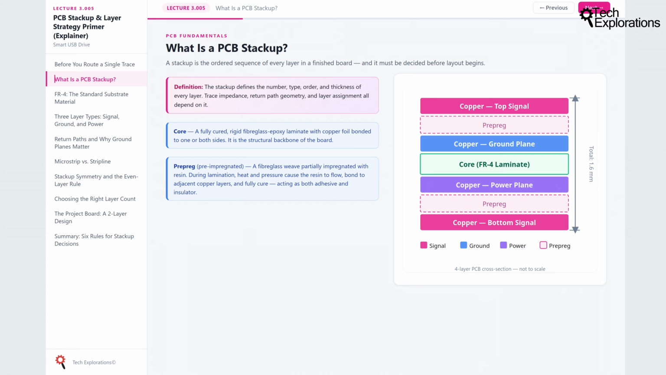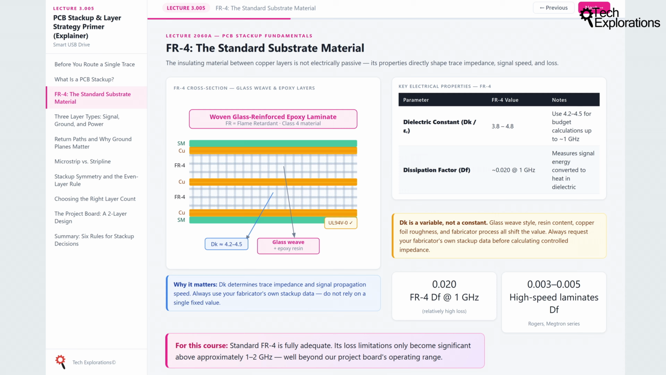The core sits at the center of the stackup. Prepreg layers are placed outside it. Copper foil is laminated onto the outer surfaces. Stack them all together under heat and pressure, and you have a finished laminated circuit board. The insulating material between copper layers is not electrically passive. Its properties directly affect trace impedance, signal propagation speed, and signal loss. So it's worth understanding what it's made of.